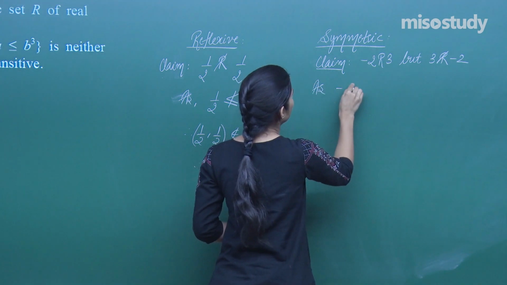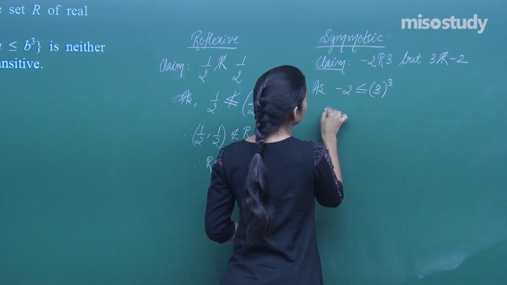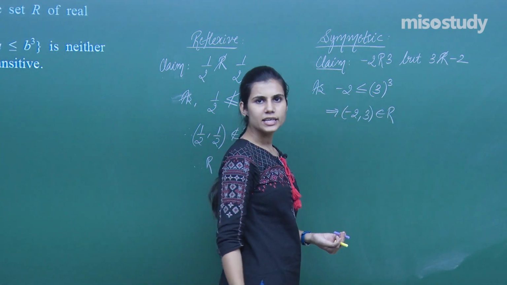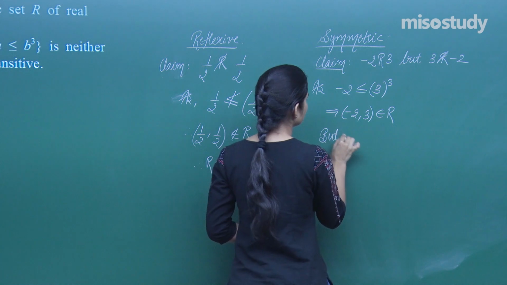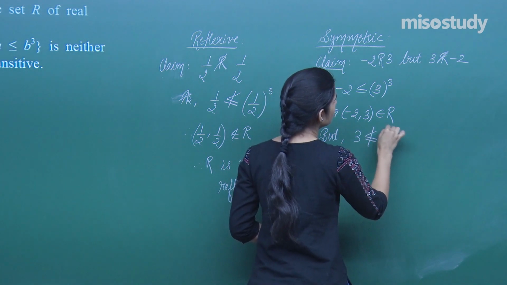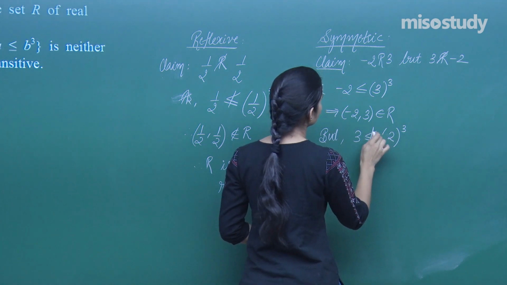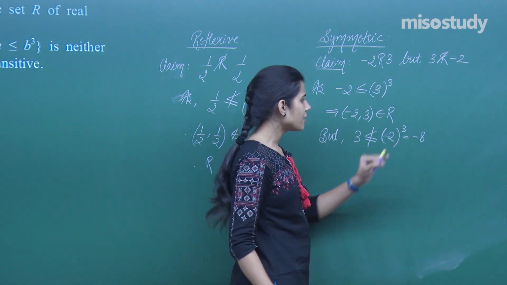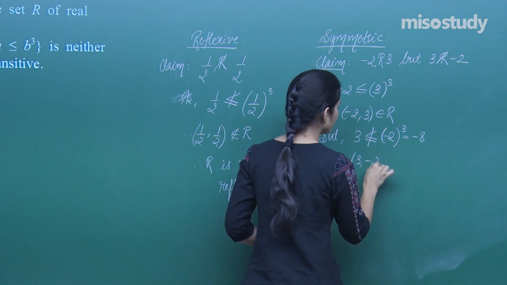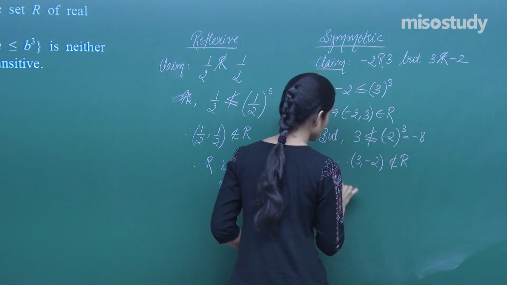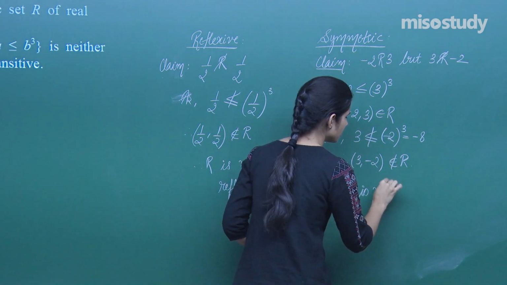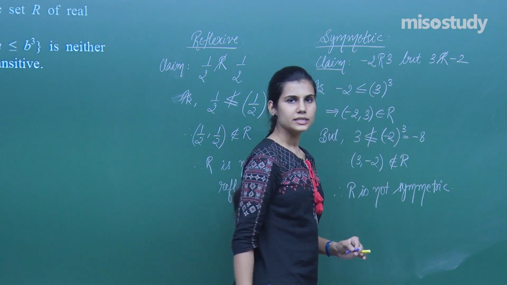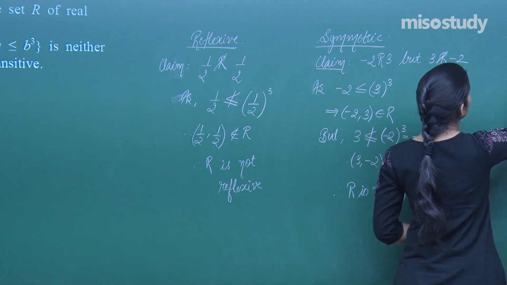So as minus 2 is less than equal to 3 cube, this implies minus 2 comma 3 is in the set R because minus 2 is less than 27. But 3 is not less than equal to minus 2 cube, which is minus 8. 3 is not less than equal to minus 8, and therefore 3 comma minus 2 does not belong to R, and therefore R is not symmetric. Is it clear? Now talking about transitivity.